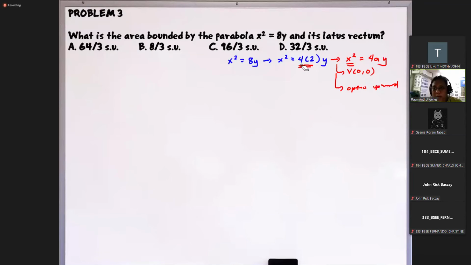No? Pag y naman yung naka-square, that's either opening to the right or to the left. Positive pag to the right, negative pag to the left. So kaya dito meron na tayong idea dun sa orientation ng parabola natin. So kailangan na lang natin kumuha ng points para alam natin kung saan dumadaan yung parabola. And for that, it's better to use the points of intersection.